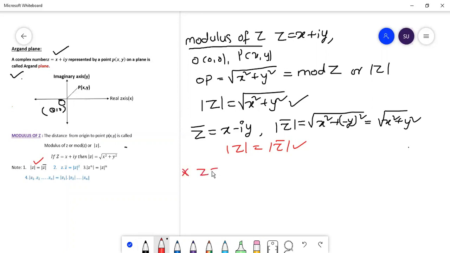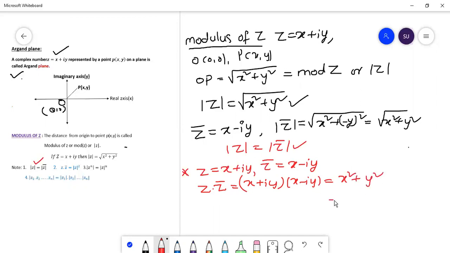Suppose z = x + iy, we know that z bar = x minus iy. What about z into z bar? That is (x + iy) into (x minus iy), which is equal to x square plus y square. Can I write it as under root x square plus y square, whole square? That is nothing but mod z whole square. So I can write the property: z into z bar is equal to mod z square, or mod z bar whole square.